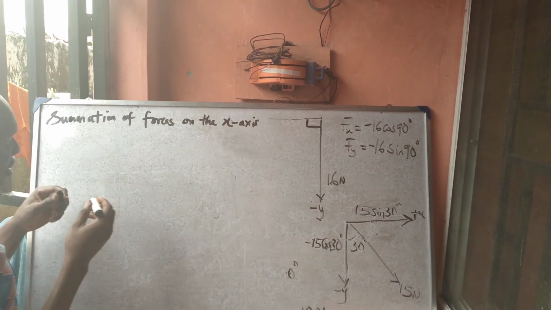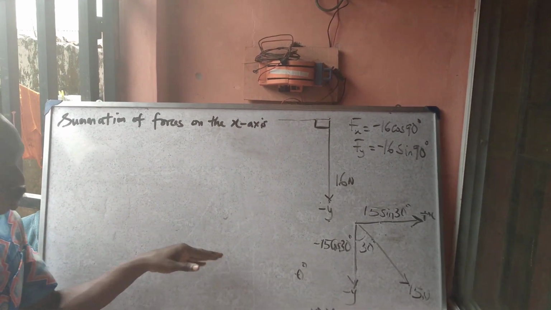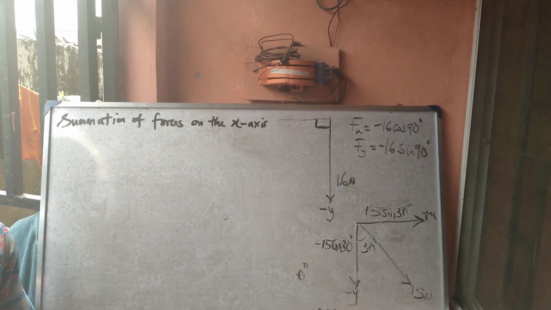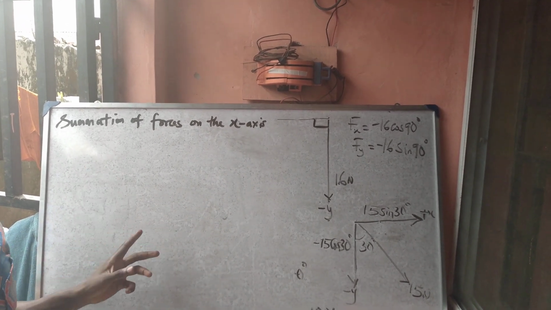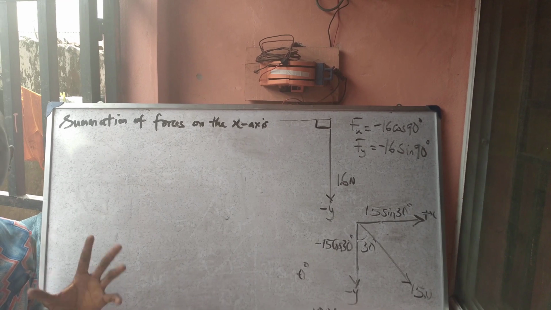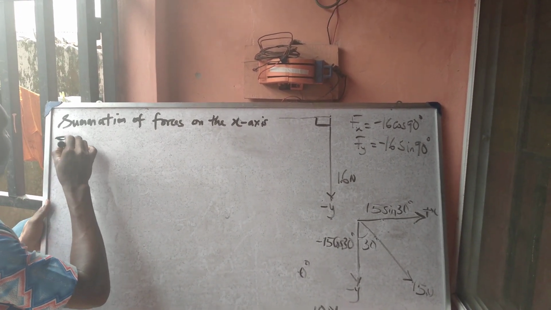Of course, we know that the x-axis is also called the horizontal component or the abscissa, as on any graph sheet. And the y-axis is called the vertical component or the ordinate. Alright, now this becomes sigma fx.